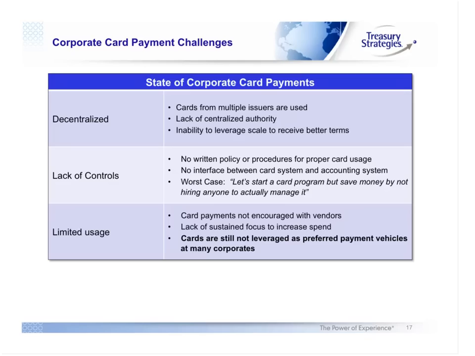The next challenge that corporations face is a lack of controls around cards. If they're small card programs, they frequently don't have written policies or procedures for proper card usage. If they write the policy, then they don't distribute it to the employees, so the employees are not fully informed of what they should be doing. There is frequently not an interface between a card system and an accounting system. So a lot of the benefits of automation associated with the card transactions are lost because you don't have a system interface.